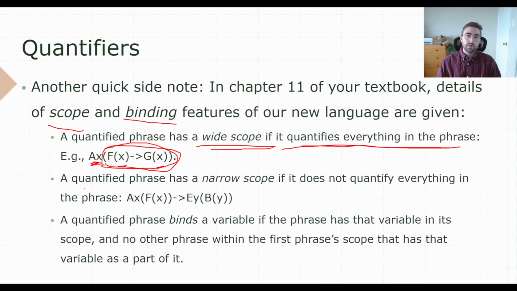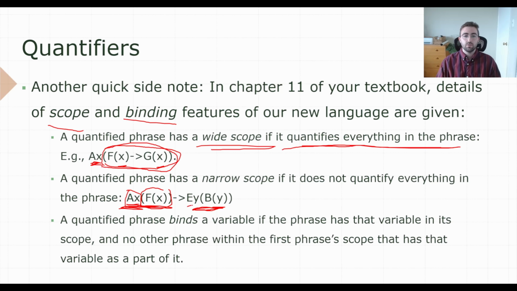But a quantified phrase can also have a narrow scope. If a quantified phrase has a narrow scope, it does not quantify everything in the phrase. So in this example, we have all x's are F's. If all x's are F's, then there is some y, which is B, right? And in this case, the all x quantifier, the universal quantifier, is ranging only over the x's and F. It's not ranging over this because you can see the brackets only contain the x's and F. So the universal quantifier here, the all x, has a narrow scope.